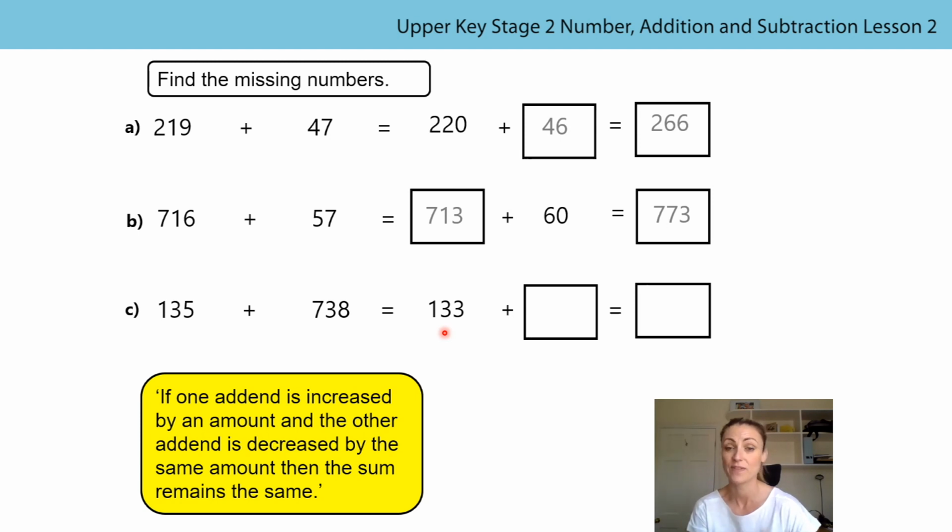So if I've subtracted 2 from the first addend, what do I need to do to that second one? That's right, I need to increase it. I need to add 2, and that is going to give me a very friendly multiple of 10, 740. And now I can add those together easily. 133 add 740 is equal to 873. I'm going to put a bet on the fact that you got all of those right. Well done.